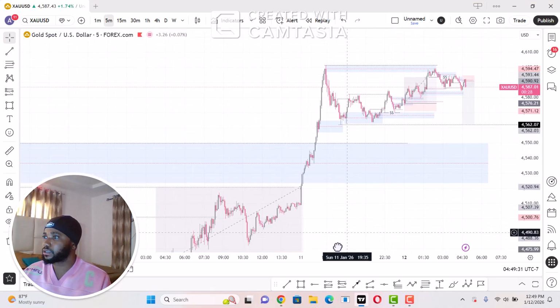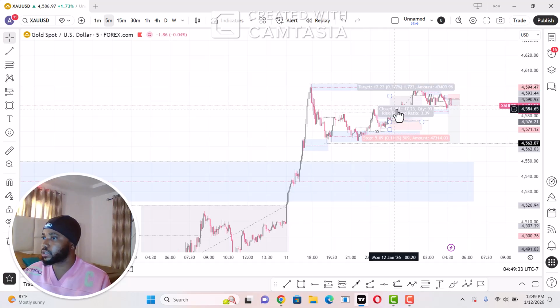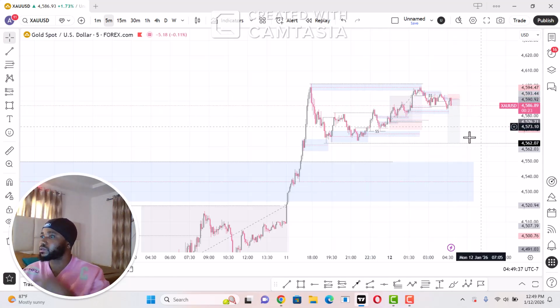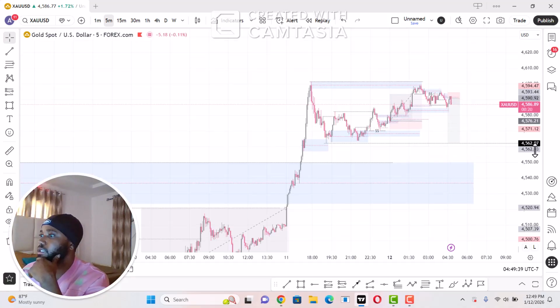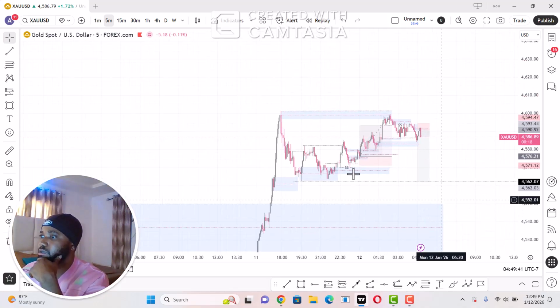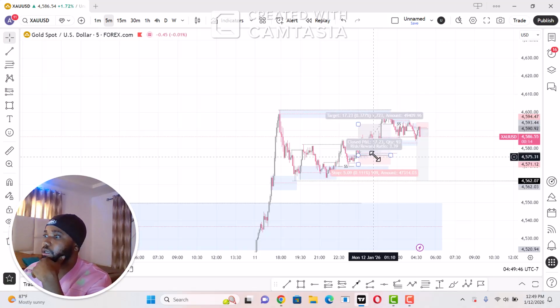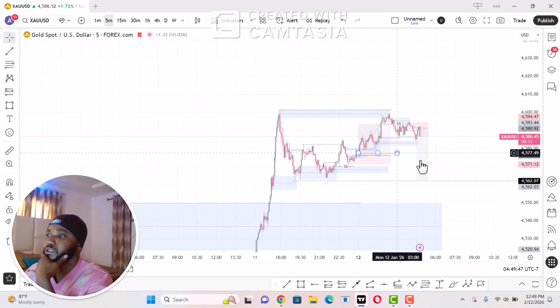So I placed this trade today. Sorry, I placed another one today too. It's moving my way already. I'll show you guys this trade later.